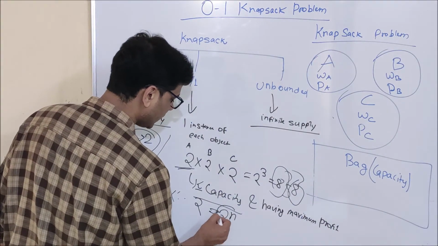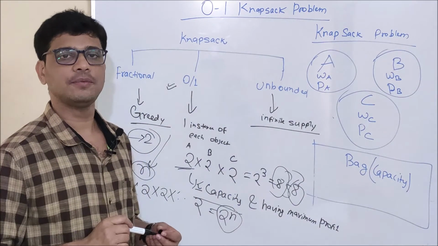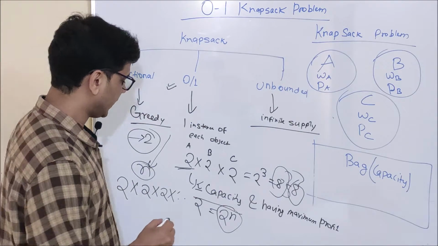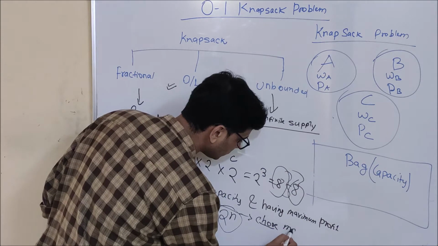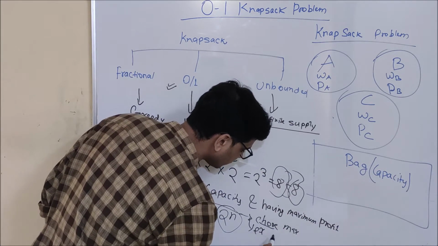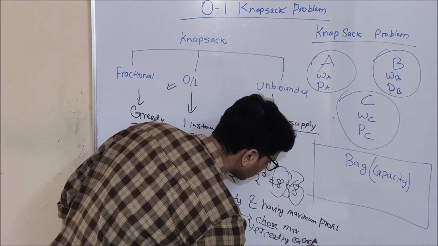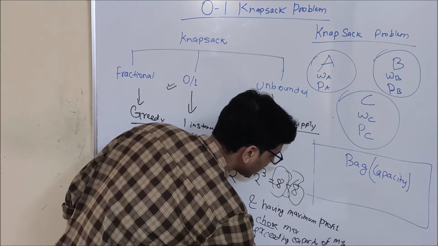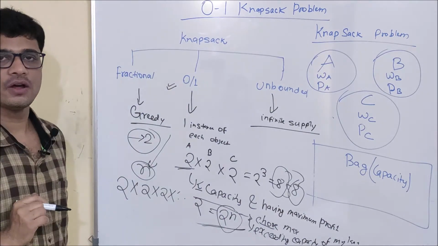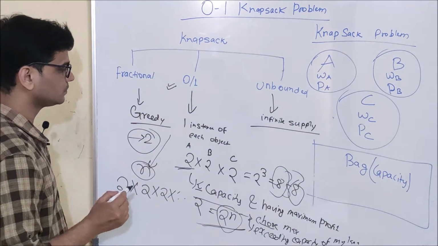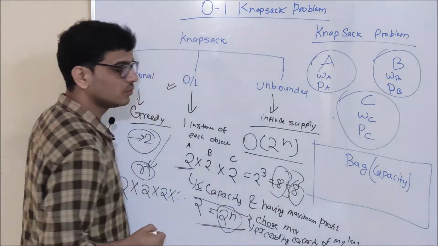2 to the power n, which means if I have n objects, then the number of options I have to consider is 2 to the power n, and my task will be to choose the maximum profit which is not exceeding the capacity of my knapsack. So as you can see here, I have 2 to the power n options when I have n objects. So it is a solution of order 2 to the power n.